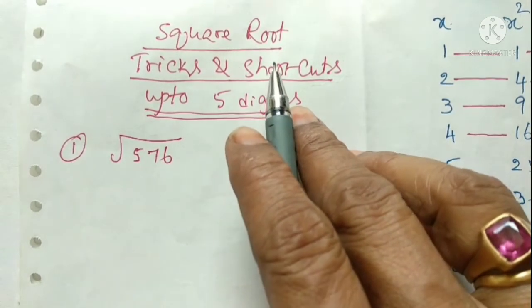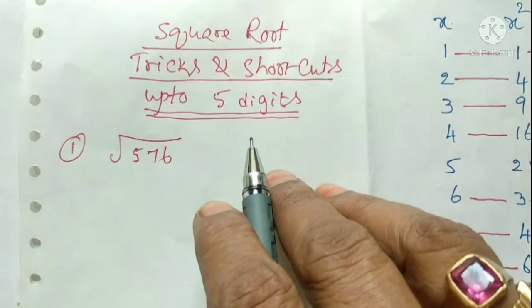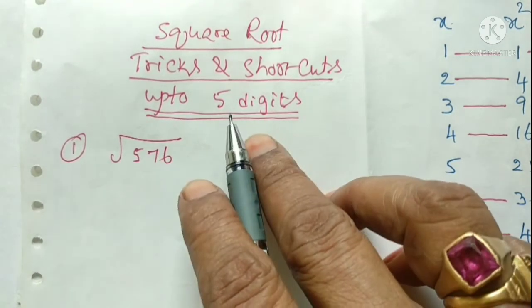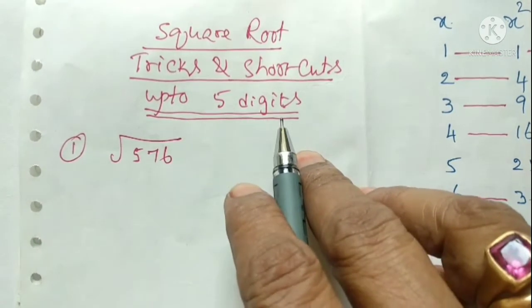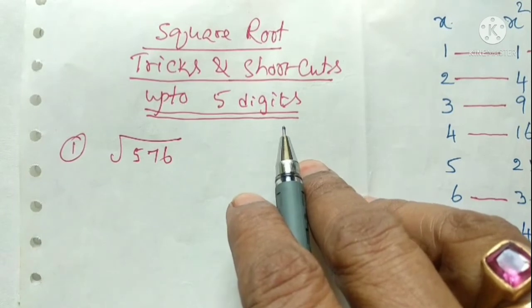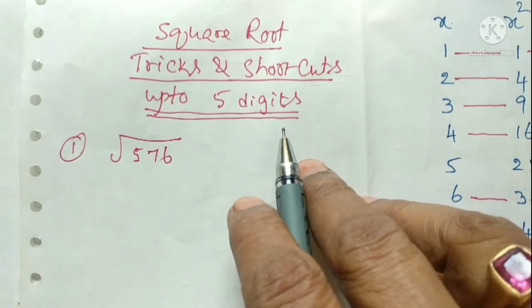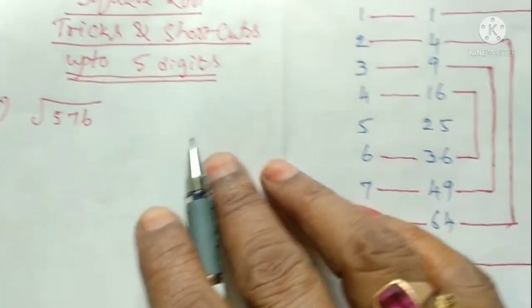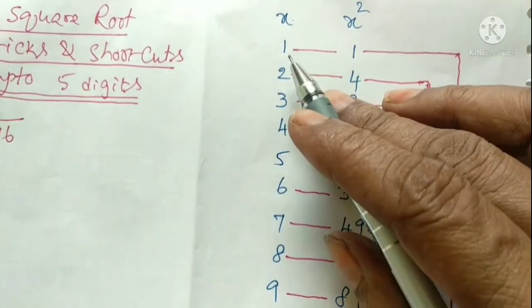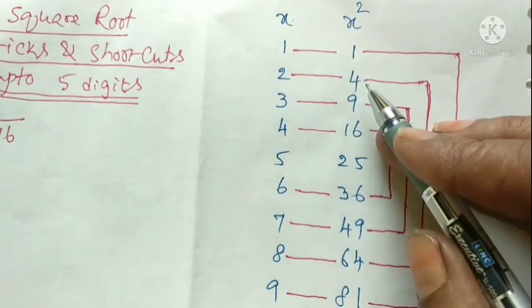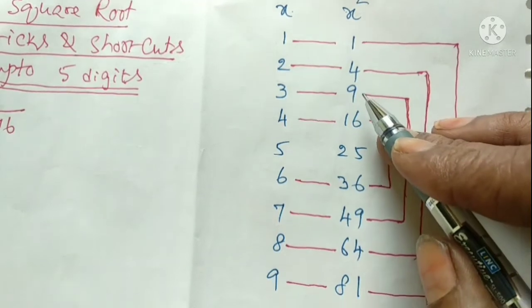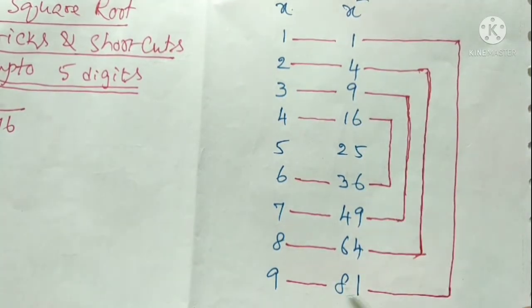In the case of square roots, the trick we are explaining now works for any number up to 5 digits. Before finding this, we should know that 1 square is equal to 1, 2 square is equal to 4, 3 square is equal to 9, and so on up to 9 square is equal to 81.